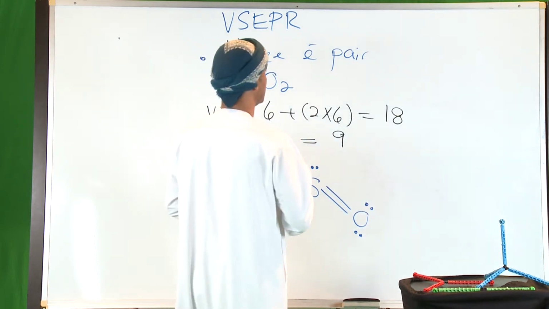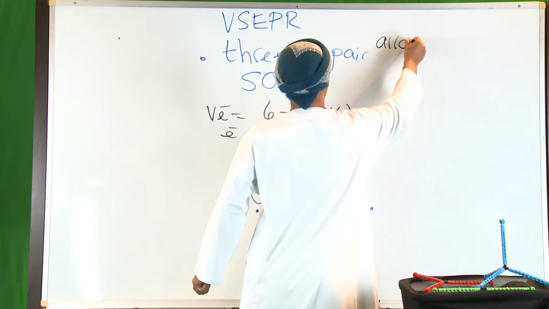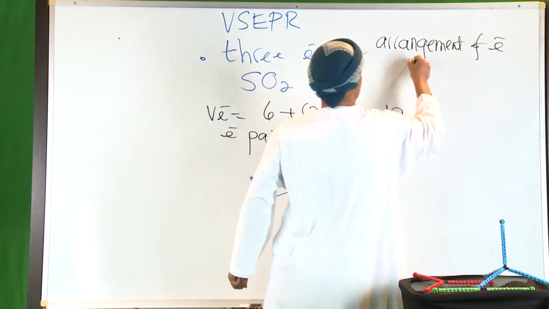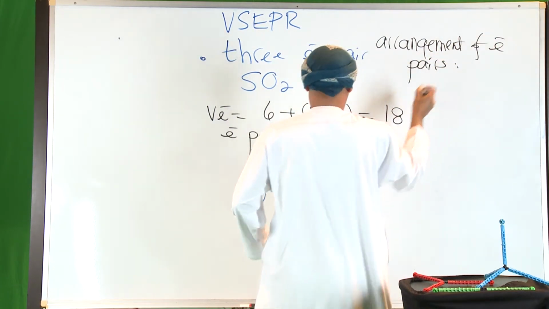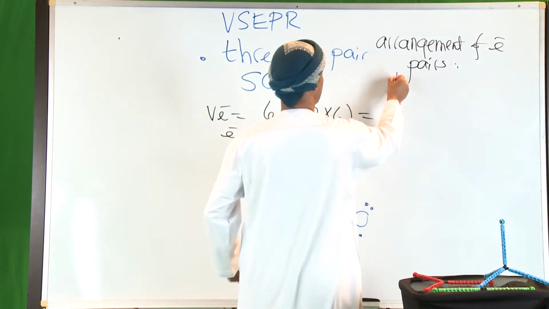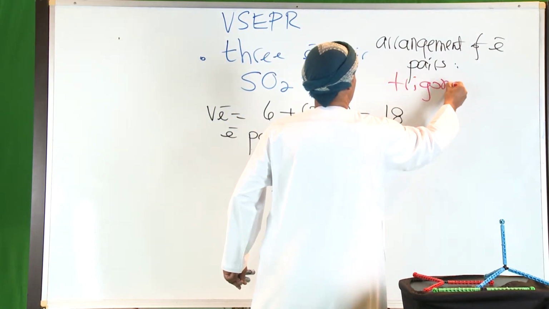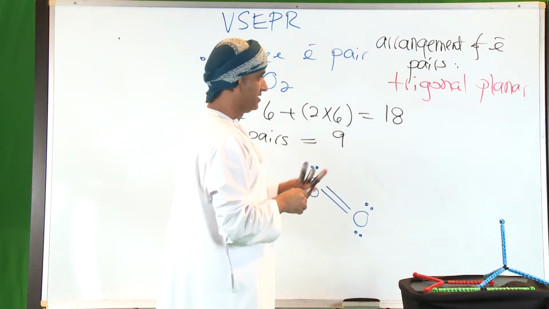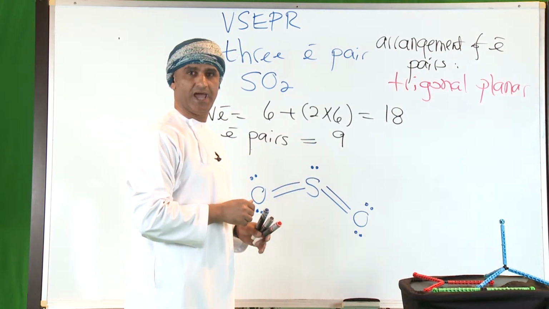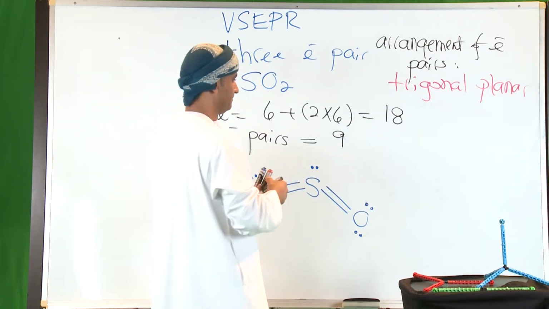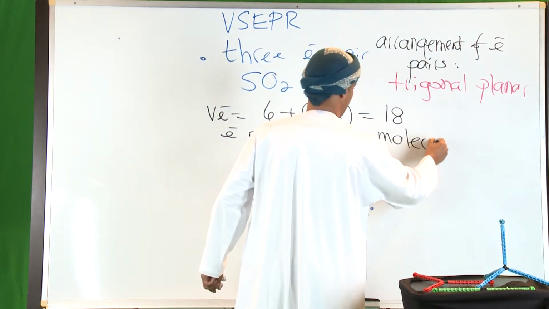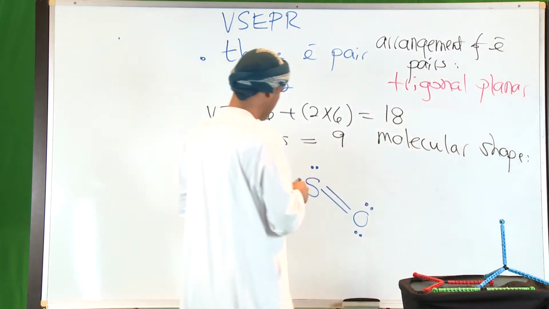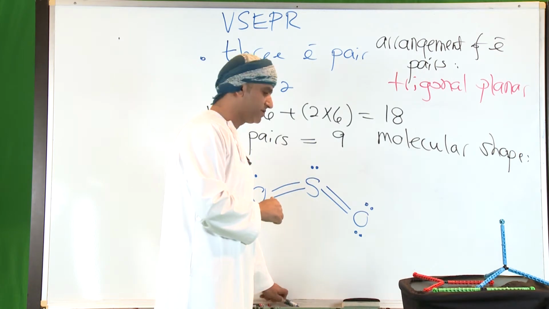So let's write that down first. The arrangement of electron pairs or orbital shape is still trigonal planar. But the molecular shape isn't. It's not trigonal planar. Why? Because there is a lone pair. So this affects, of course, the molecular structure. We'll see it. So let's write this first. The molecular structure will now be different from the orbital shape or the overall arrangement of electron pairs.